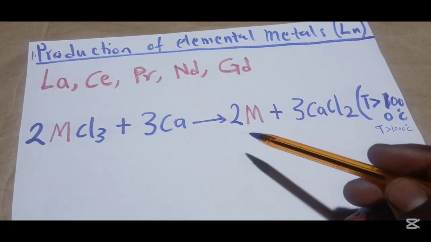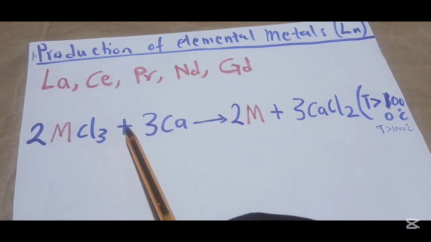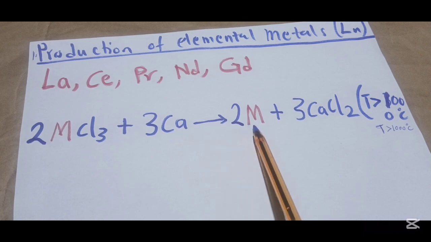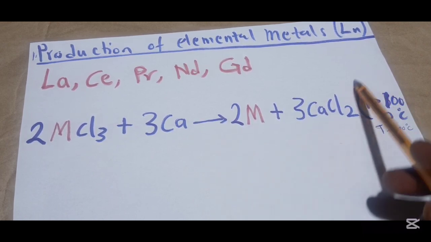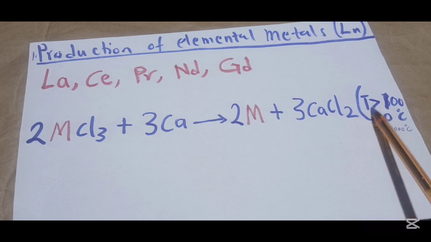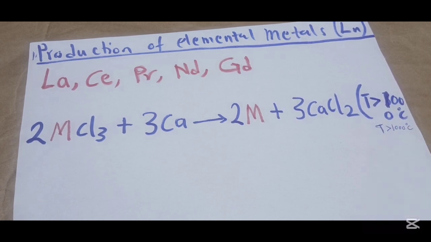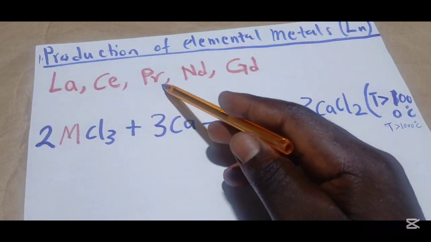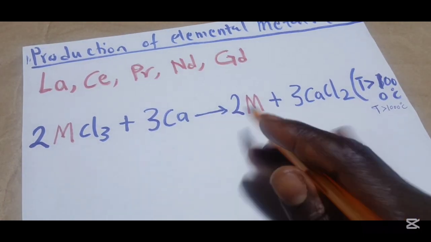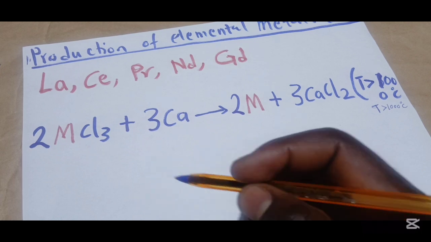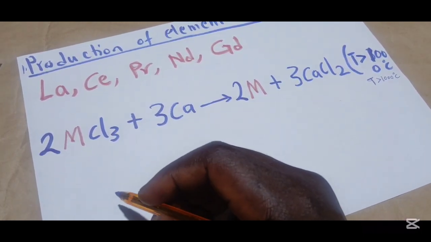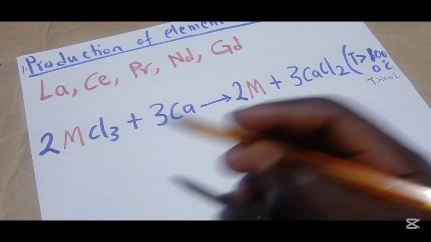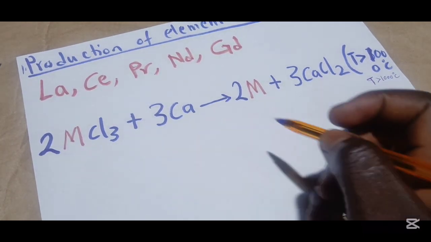So you see we have the general equation to be 2MCl3 plus 3Ca, giving 2M plus 3CaCl2, at high temperature, greater than 1000 degrees Celsius, right? So imagine you've been given that you should show how this element can be produced elementally, right? So you should have this equation in mind. You just have to know this equation before you'll be able to show how it is produced.